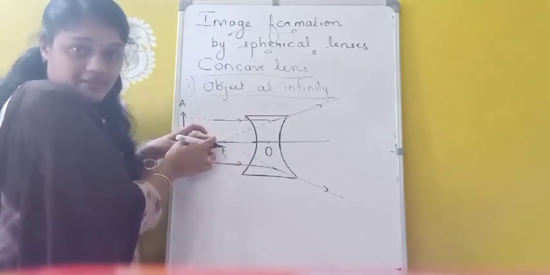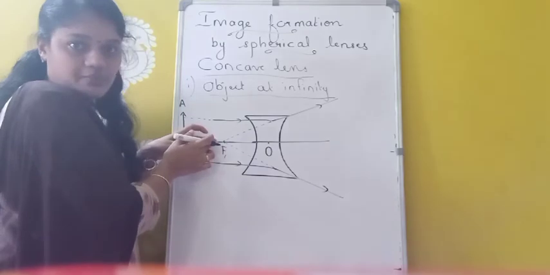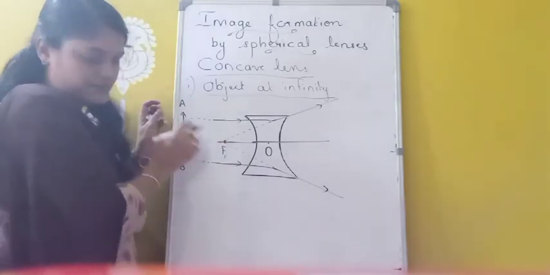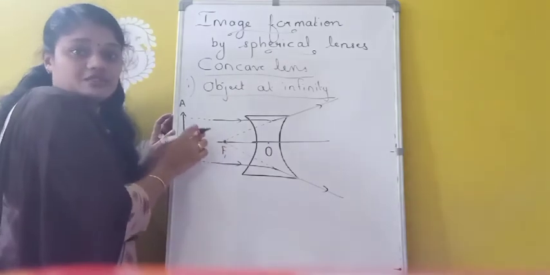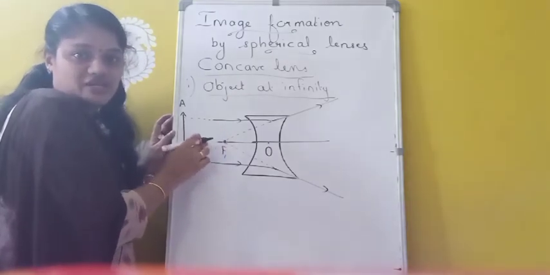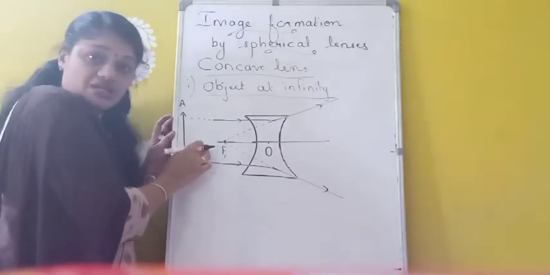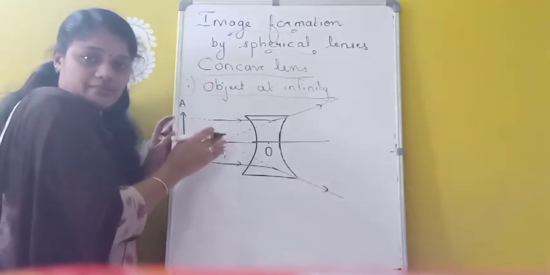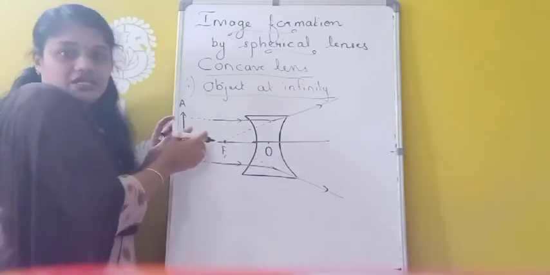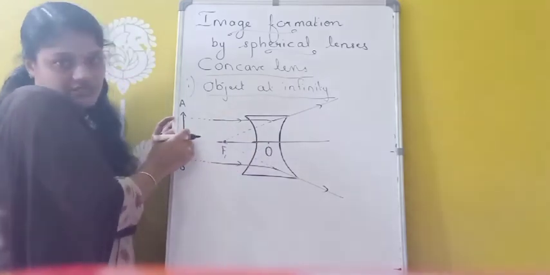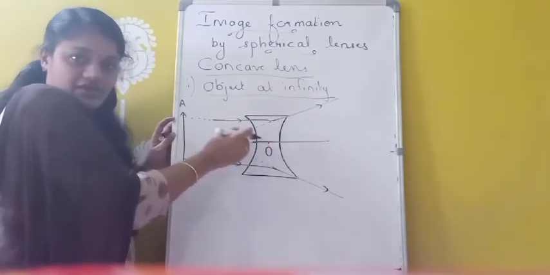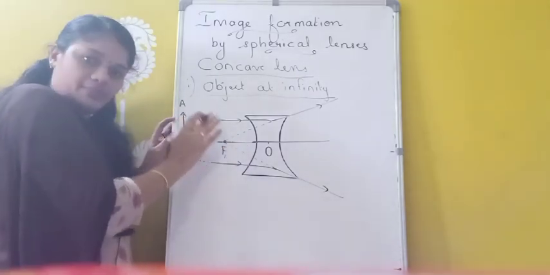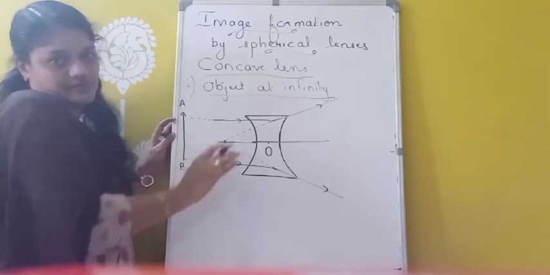At focus. That means it is not a real image. It may be a virtual image. And what is the size of the image? It is point size only. So we are getting a point here. That means point size, highly diminished image, and it is a virtual as well as erect image. All virtual erect images are getting in front side of the lens, that is, in the side of the object. So in the case of the lens, whenever we are getting the image on the same side of the object, it may be a virtual erect image.